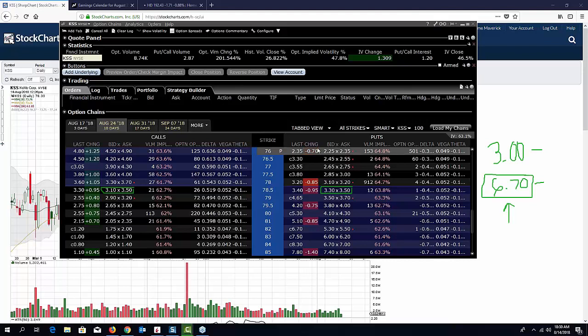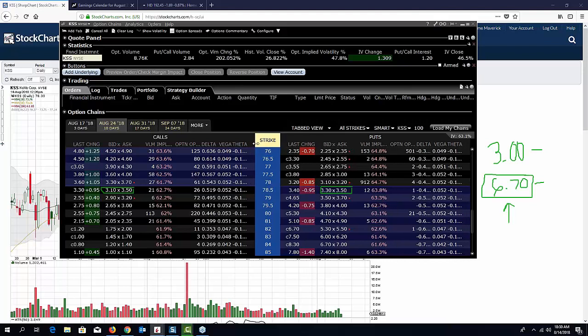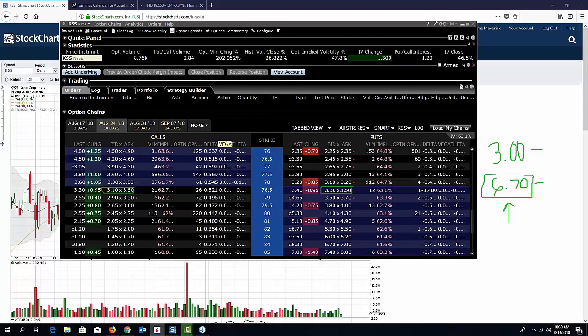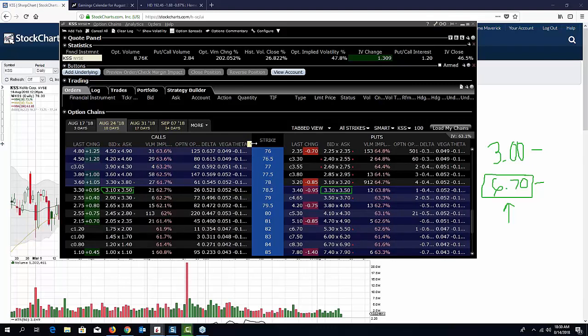So let's look at our theta numbers here. Let's guesstimate how much the theta is going to decay. I need to widen out my theta here, if I can get that to cooperate. Here we go. Well, maybe.